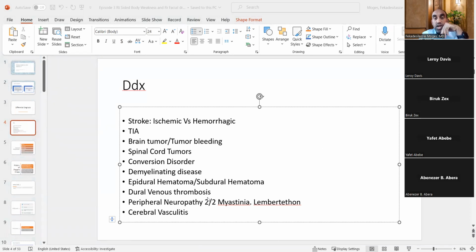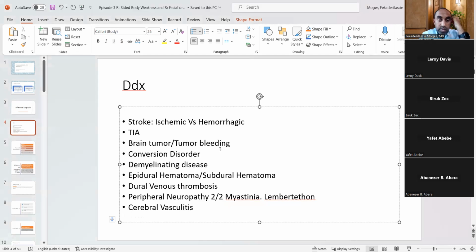Razina, facial droop, one talker. So it's very unlikely or less likely to get facial weakness or facial palsy in a patient with a spinal cord tumor, so that makes it less likely. So spinal cord tumors are less favored in this particular patient.